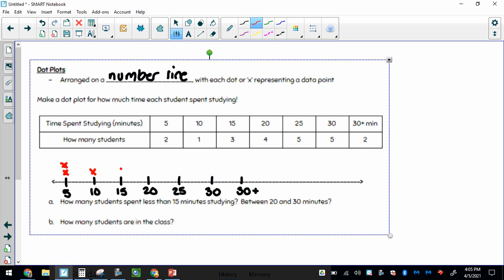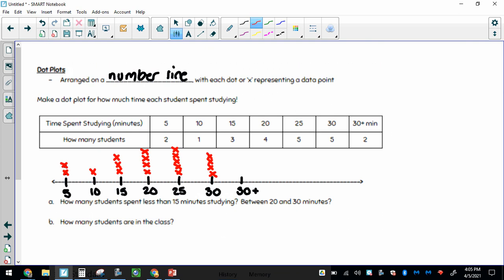3 people spent 15 minutes studying, so 3 X's or 3 dots. 4 people spent 20 minutes studying. 5 people spent 25 minutes studying. 5 people spent 30 minutes studying. And then only 2 people spent more than 30 minutes.